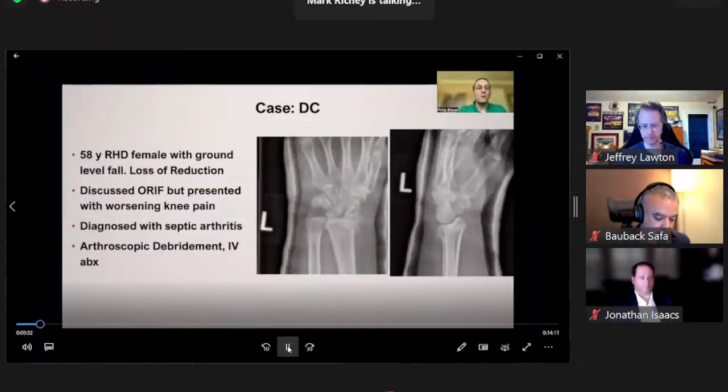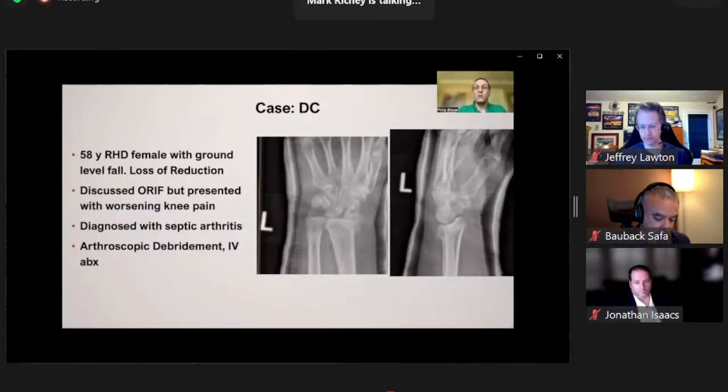So we'll start with a case. This is DC, a 58-year-old right-hand dominant female I recently treated after a ground level fall. She had a reduction and presented to my office in about 10 days with these radiographs documenting the loss of the position of reduction that she had achieved initially.